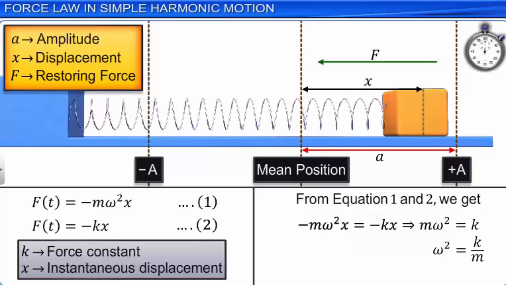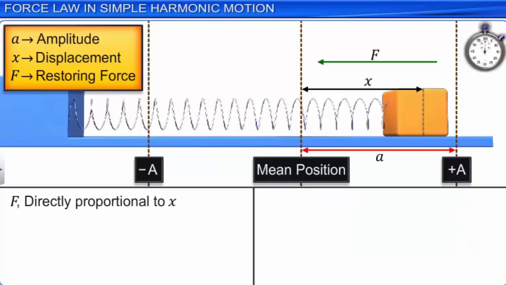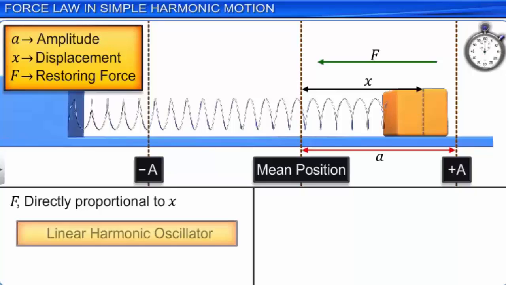Thus, if the force is directly proportional to displacement, it is called a linear harmonic oscillator. On the other hand, if the force depends on displacement but is not directly proportional to displacement, it is called a non-linear harmonic oscillator.